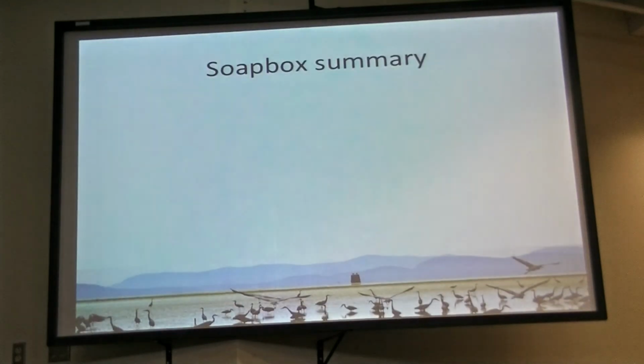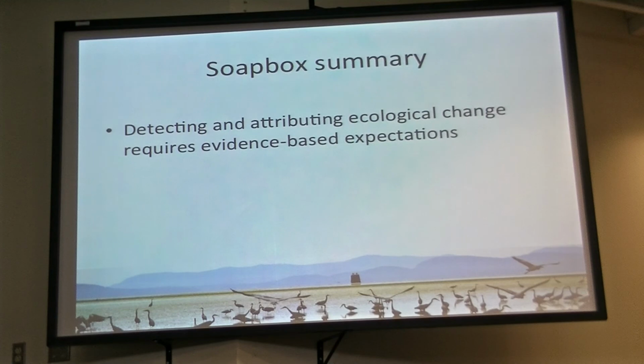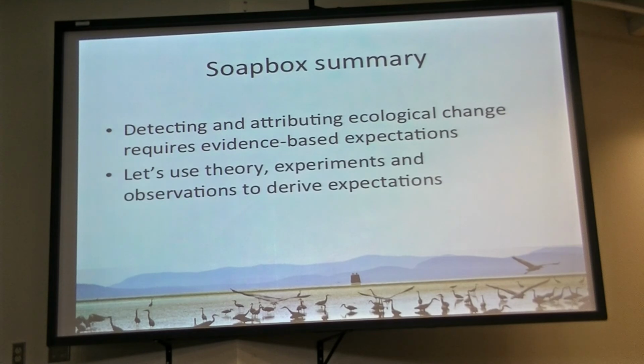I'm going to skip that for now because I'll say it in my soapbox summary. My opinions, which I started with and will end with, are that detecting and attributing ecological change requires evidence-based expectations, right? The science that we do in the different forms can fit into this broader framework, and it gives us a way to talk to each other, even if we're using different methods at different scales. So let's use theory, experiments, and observations to derive expectations and to articulate them that way. That's inclusive, something we can all do in this context of global change.